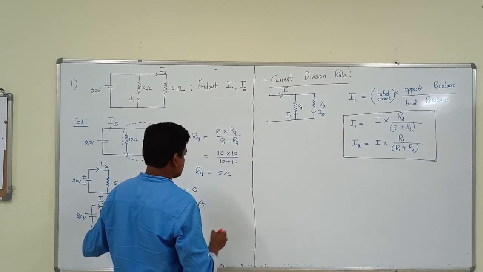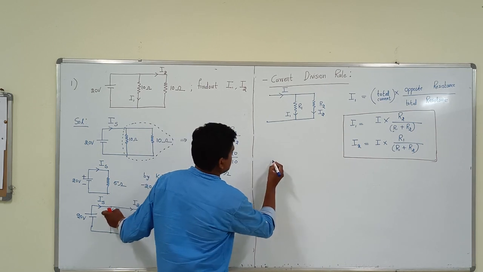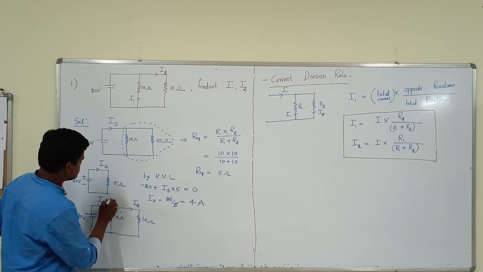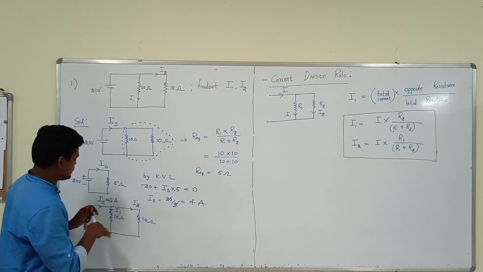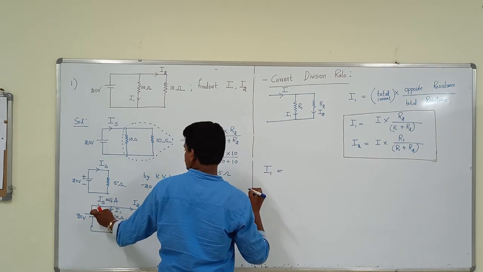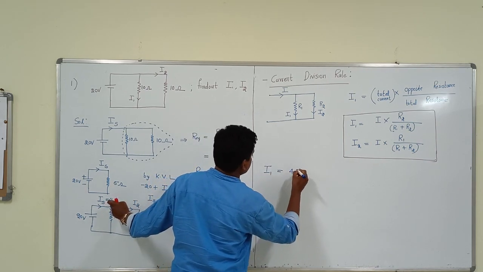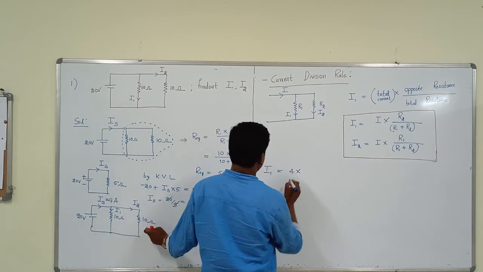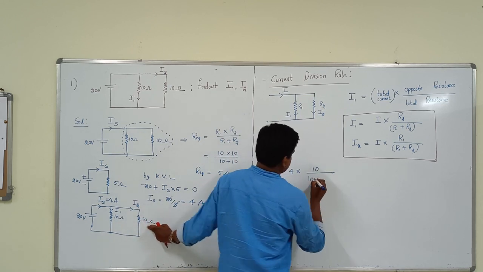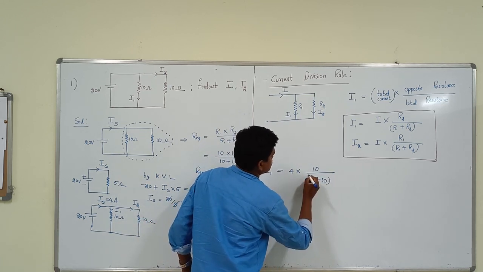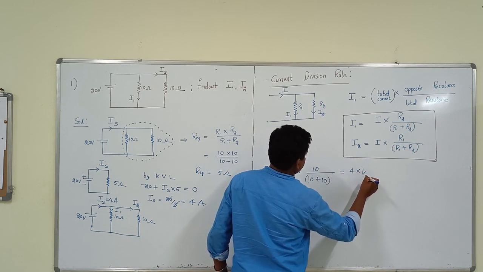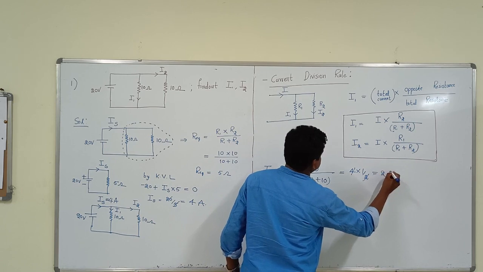So you know that the formula is simply here, the IS value we already got here, 4 amps, then you will apply this. So in order to find I1, what is the total current? Source current is 4 amps here, 4 into what is the opposite resistance for I1? 10. 10 by total resistance, 10 ohms plus 10 ohms. So by solving this you will get 1 by 2, that is 2 amps.